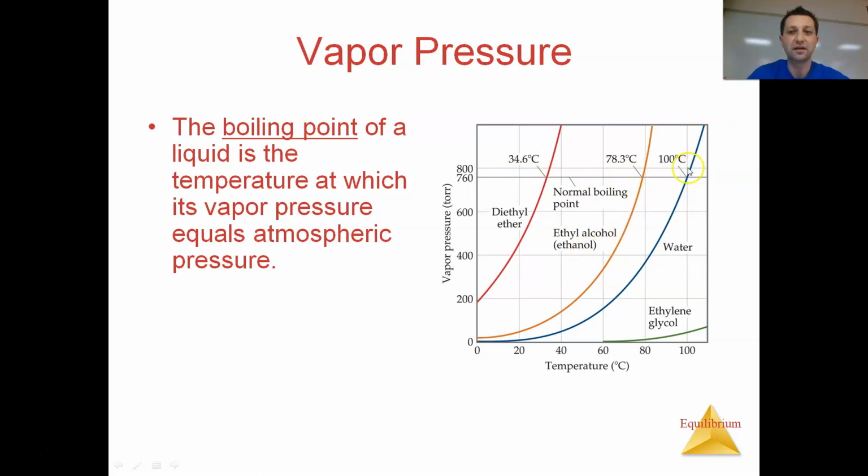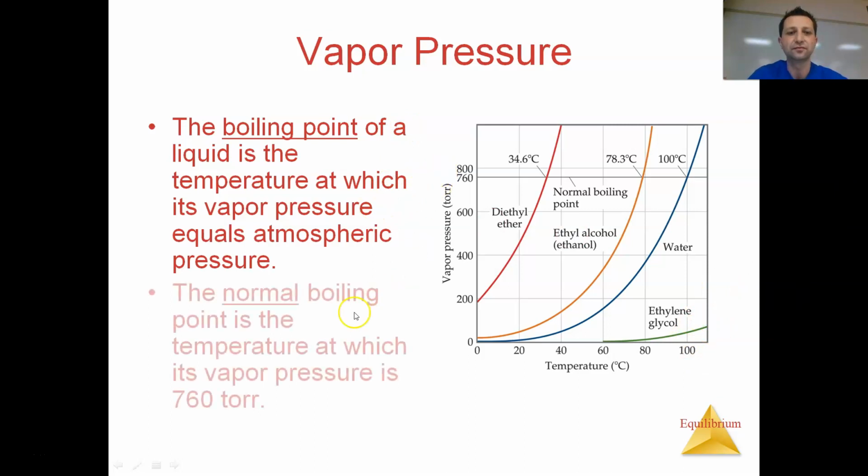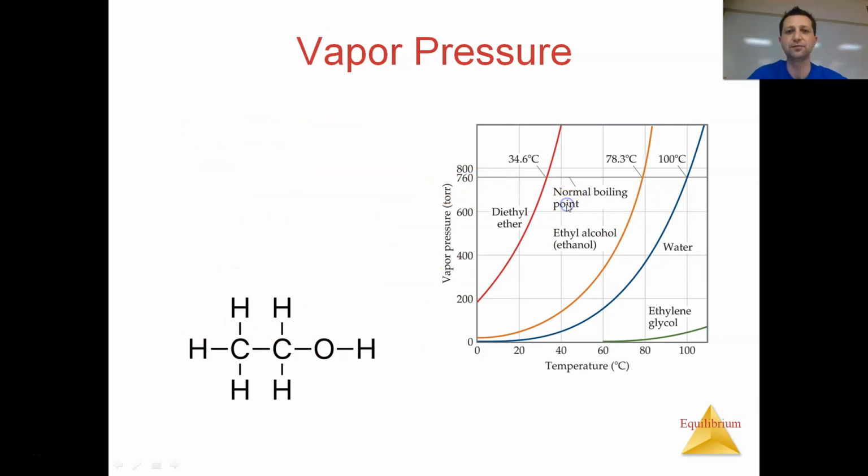With stronger intermolecular forces, water, with its hydrogen bonding, has 100 degrees Celsius. Then ethylene glycol is bigger and has some stronger IMFs, so it'd be a much higher boiling point. We have to extrapolate this because we can't see the rest of the graph, right? Okay, so I already talked about this. Normal boiling point is the temperature at which the vapor pressure is 760 torr, which is atmospheric pressure.